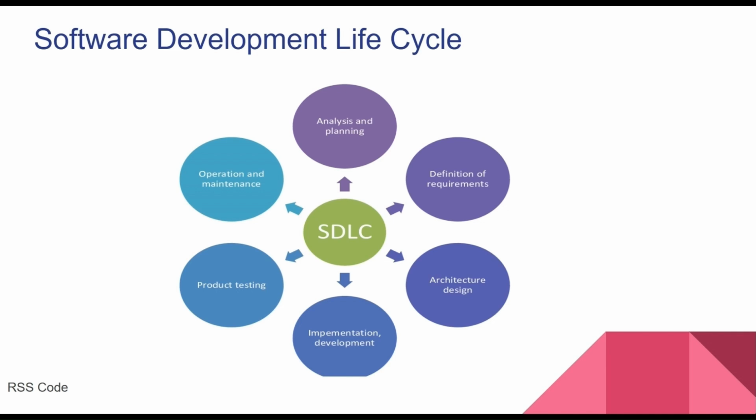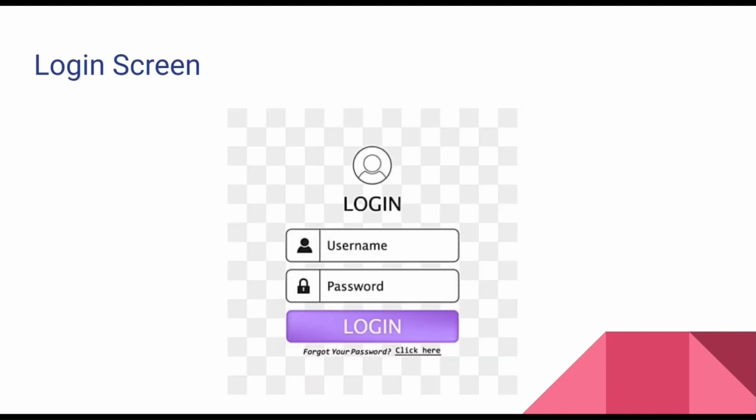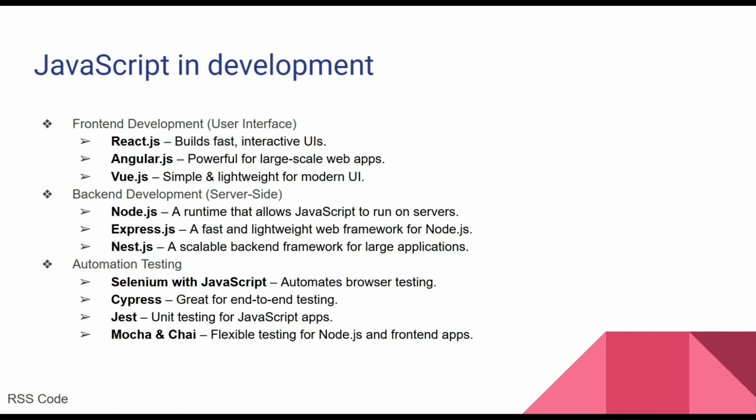So let me explain what is front end and what is back end in detail. If you can see the screen, whatever we are able to see, like login, username, password and login button, forgot your password, and click here, right? Whatever we are able to see with our eyes, that's called front end, and whatever actions are happening in the background, that is called back end. So let's move ahead to see where JavaScript is actually used in application development, or I can say software development.